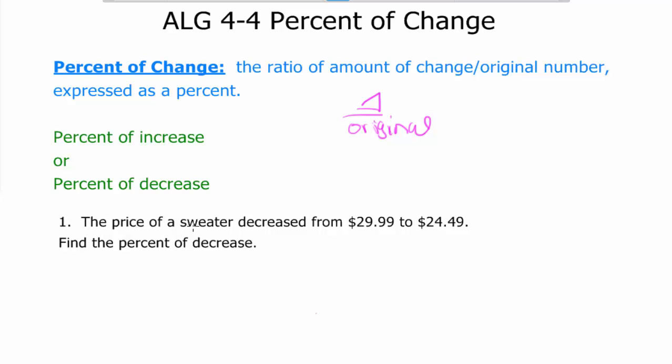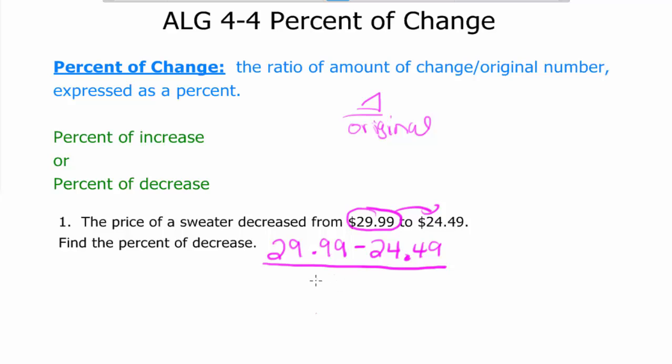So number one, the price of a sweater decreased from $29.99 to $24.49. Find the percent of decrease. What you do is you just subtract: $29.99 minus $24.49. You always put the bigger number first, even if it's an increase, over the original amount. That's the key. You have to know which one was the original. It went from 29 to 24, so $29.99 is the original amount. Then you just solve it from there.